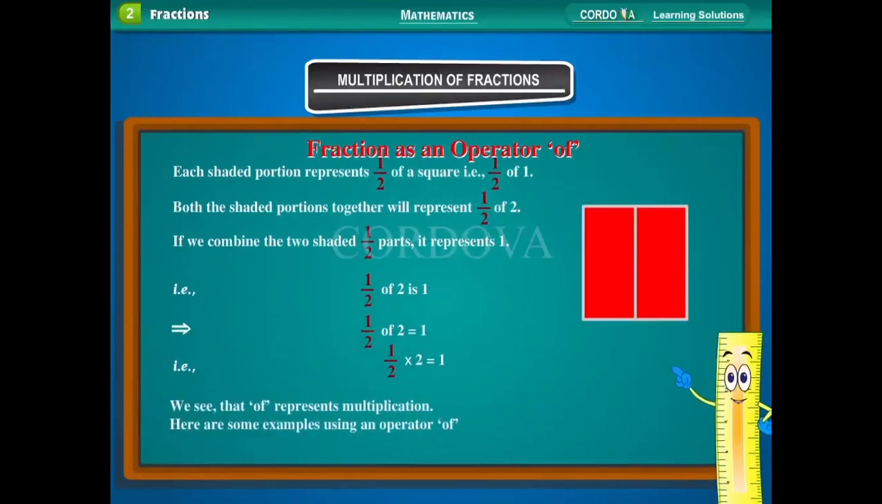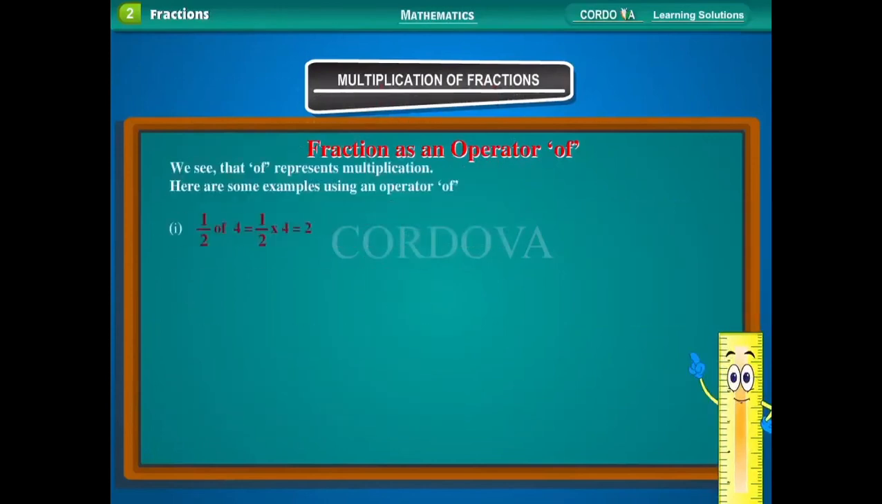Here are some examples using an operator of. 1/2 of 4 is equal to 1/2 into 4, which is equal to 2. 1/2 of 5 is equal to 1/2 into 5, which is equal to 5/2. 1/2 of 6 is equal to 1/2 into 6, which is equal to 3. 1/2 of 7 is equal to 1/2 into 7, which is equal to 7/2.